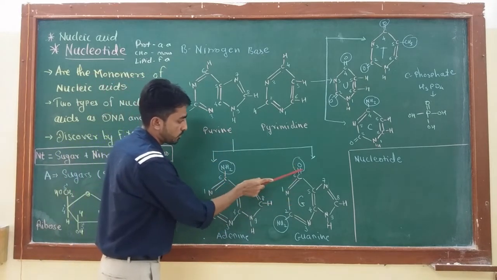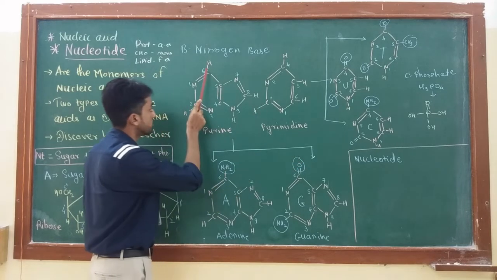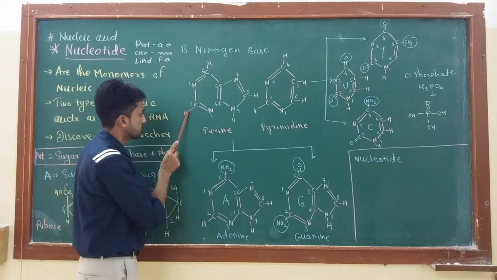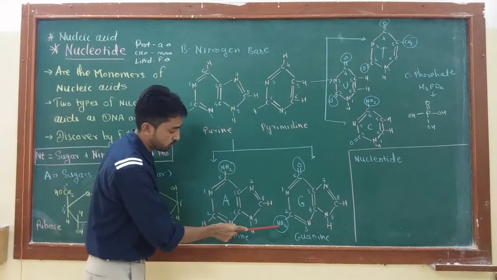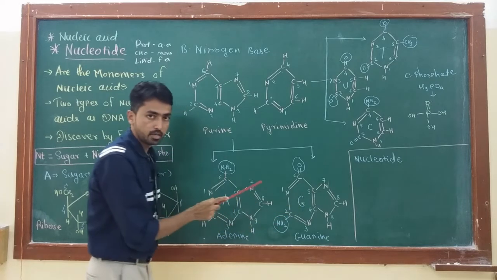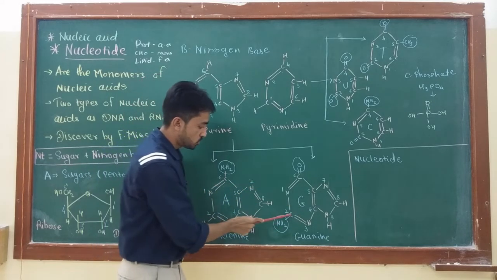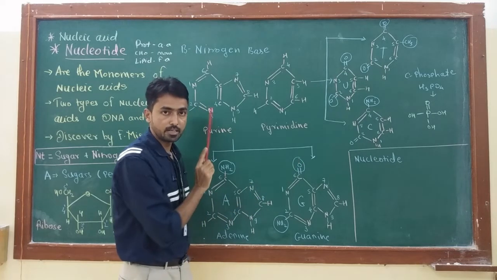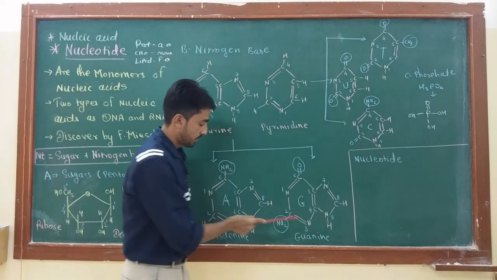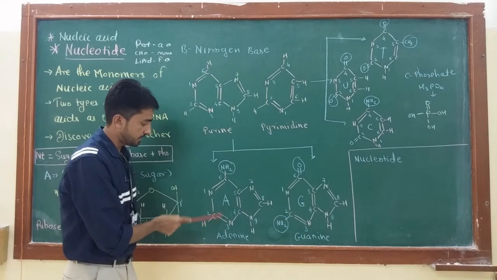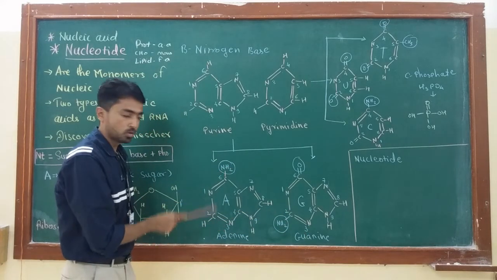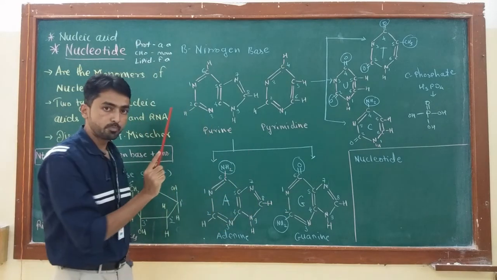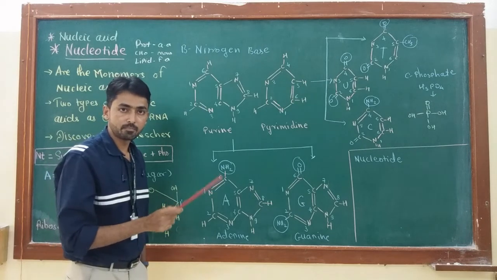Guanine contain carbonyl or oxygen on carbon number 6 and amino group on carbon number 2. This hydrogen is replaced by amino group in guanine. So guanine can be called as 2 amino 6 oxypurine. It is the molecular name of guanine, and the molecular name of adenine is 6 amino purine. Okay, so both these are the purine which is generally present in DNA as well as in RNA.